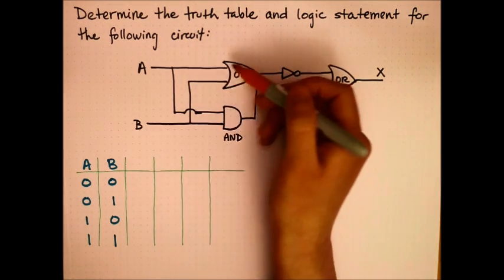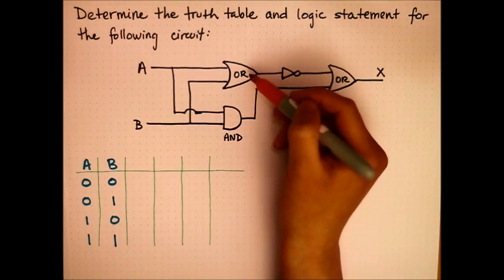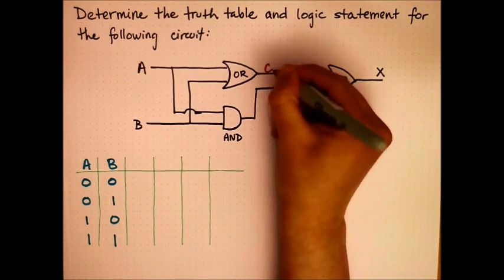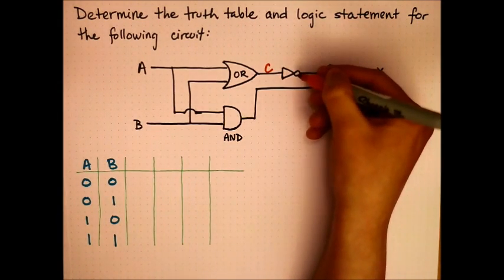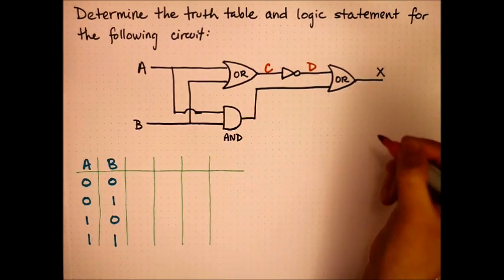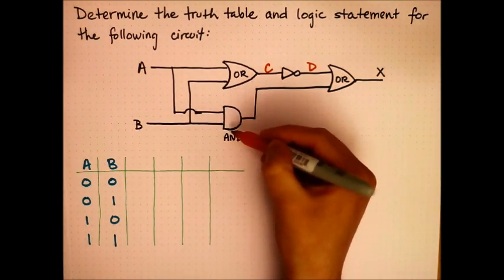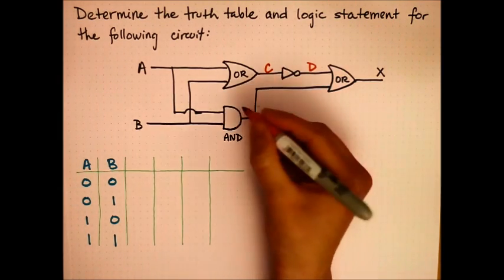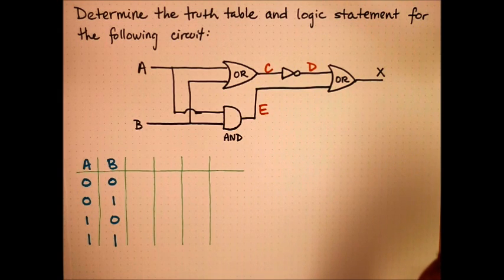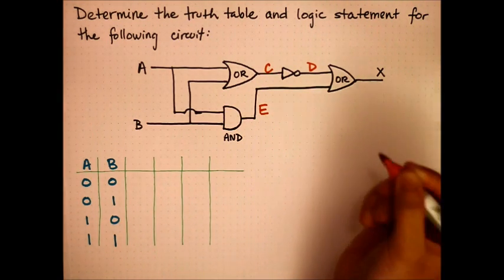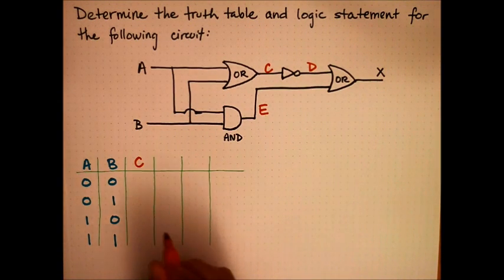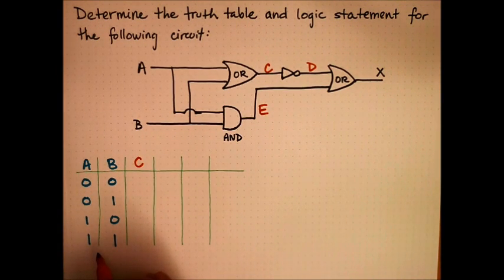So for example, here A and B are entering an OR gate, and there's going to be some output, so I'll label that C. Then C goes through this NOT gate, so I'll label this D. And after this AND gate, I'll label my value E. So first we'll determine what the values are at C for these inputs A and B.